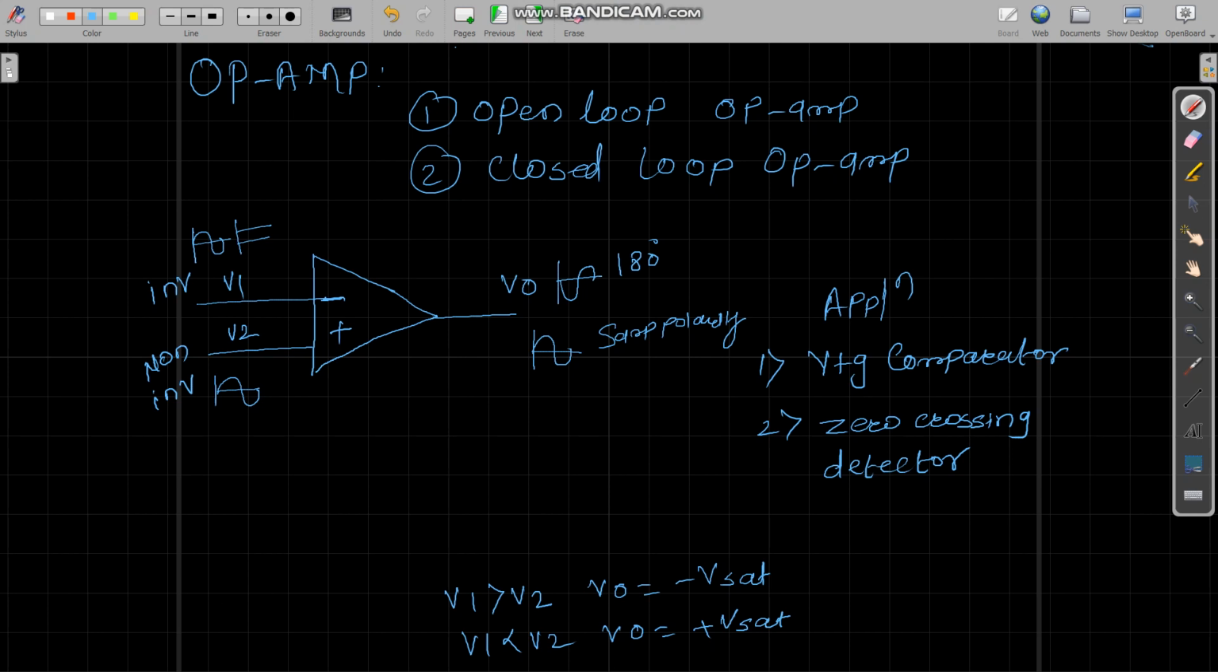Here we have seen what we mean by open loop op-amp, and we have seen what the output V0 is when V1 is greater than V2 and vice versa. Now we know that whenever the input voltage at the inverting terminal is greater than at the non-inverting terminal, the output will be minus Vsat, and if it is less than that, then the output will be plus Vsat.